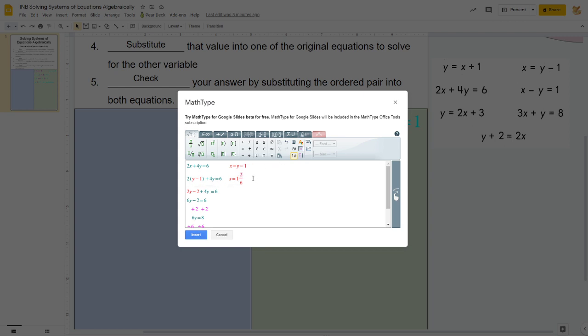Minus 1. So then that makes x equals 2/6. And there you go. Your point of intersection.